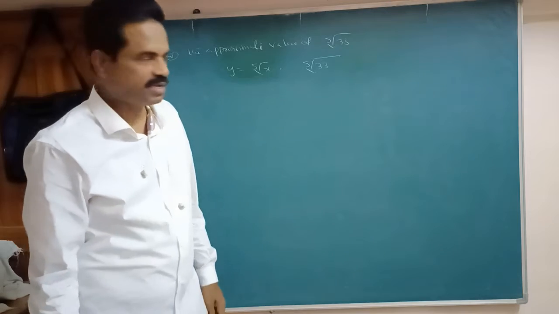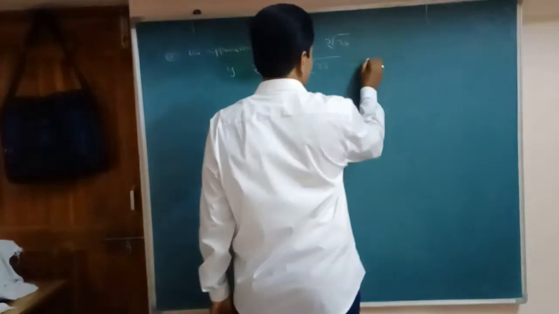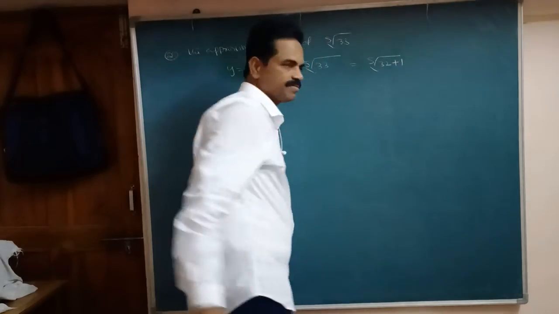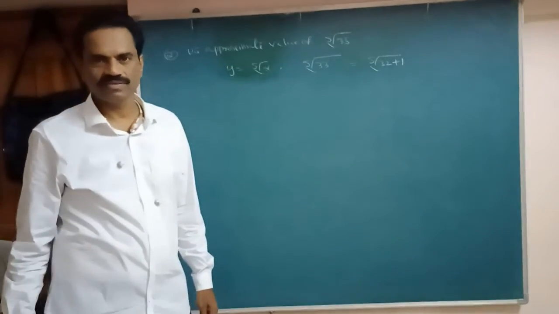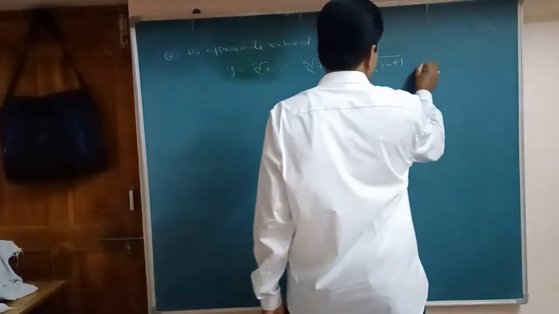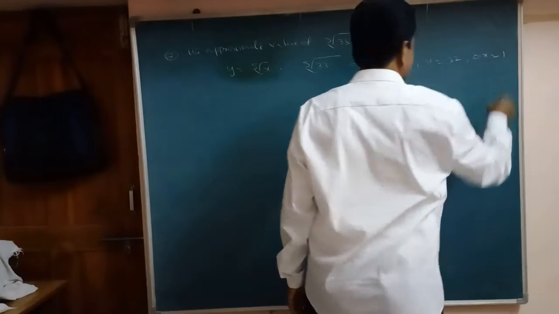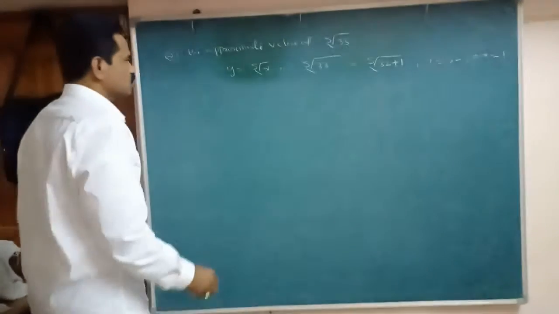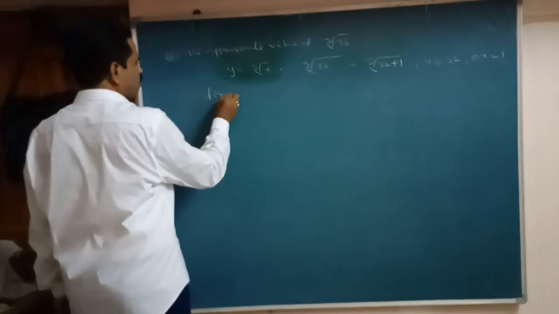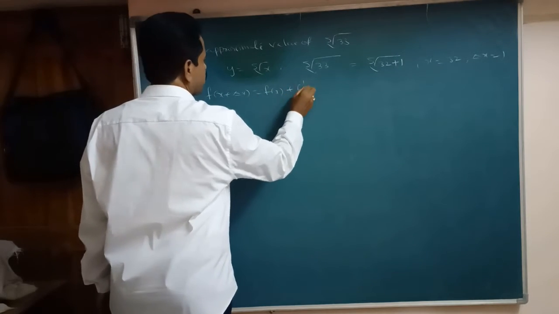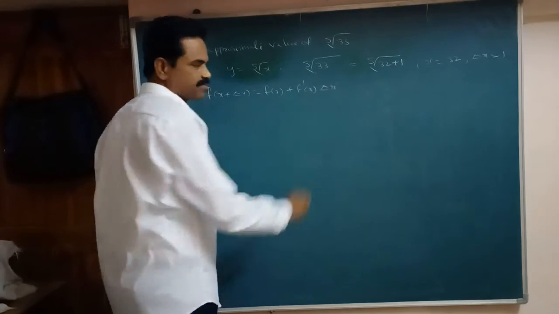So here we can take fifth root 33 equal to fifth root of 32 plus 1, that is 33. Then x is how much here? 32, and delta x is how much? 1. Delta x equal to 1. So what is the formula? f of x plus delta x equal to f of x plus f dash x into delta x.